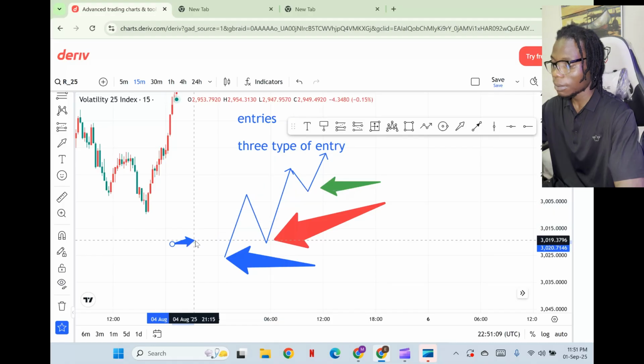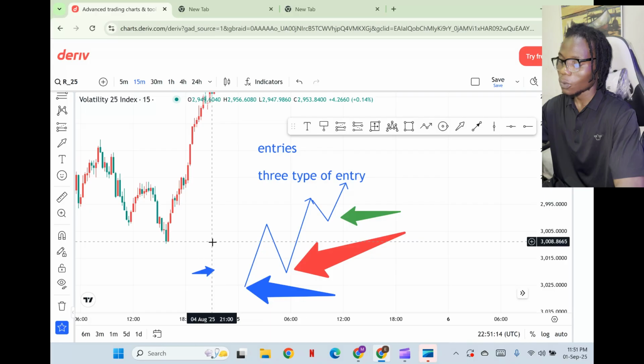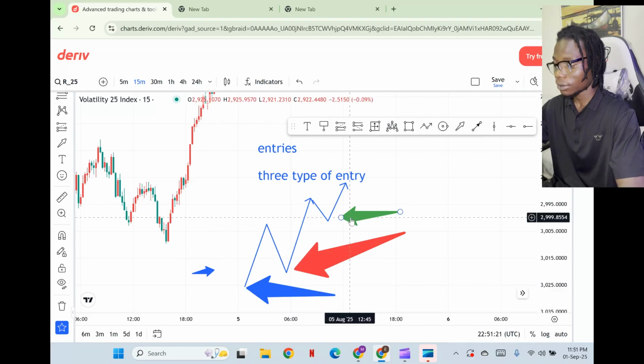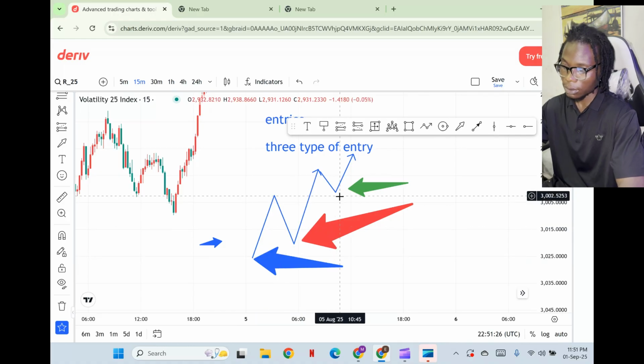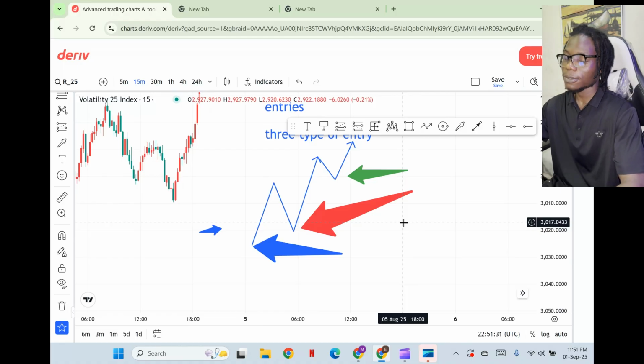And guys, remember, these entries don't always come in a row. Sometimes you can get them all in a row, where you get the first, the second, then the third. Sometimes you just get the first and second, no third. Sometimes you just get the first. The concept of this video is for you to get the idea of how the movement works and how you can get into a trade.